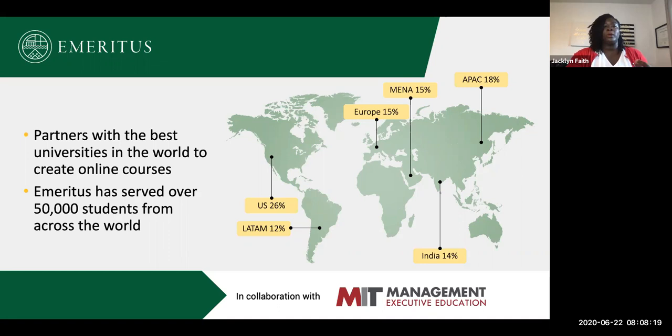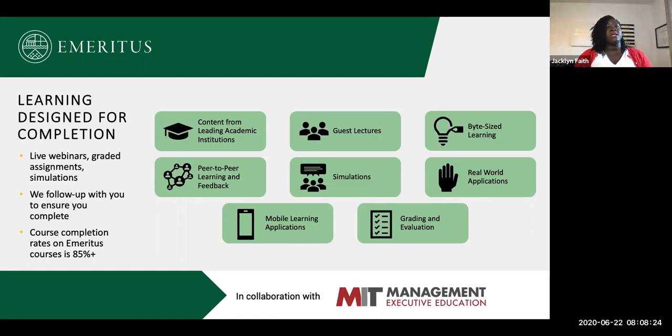Now, Emeritus follows a unique online learning model. With this model, we've been able to ensure that nearly 90% of our learners successfully complete the course. There are elements of this course that are specially designed for adult learners, right? It's a mix of live webinars. There are assignments, there are discussion boards. There are, in this course, simulations. We also have guest lectures. There are so many elements of this course that help to drive home the content, to make it real and relevant to what you're doing.